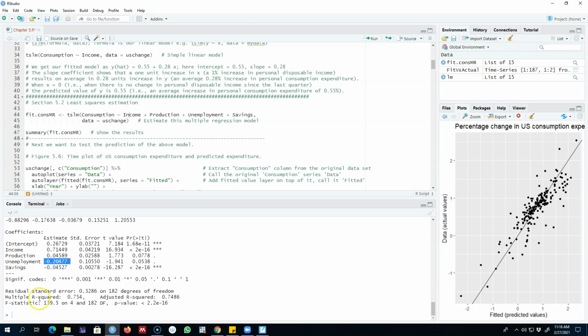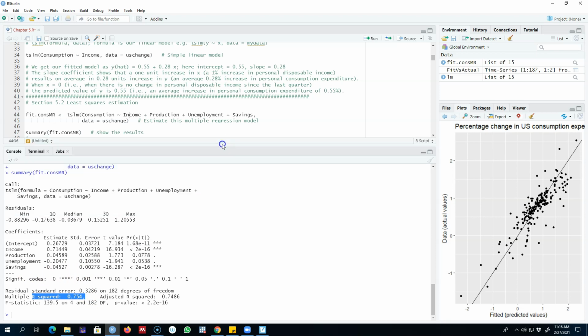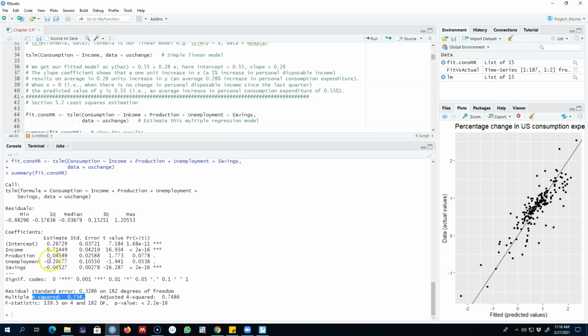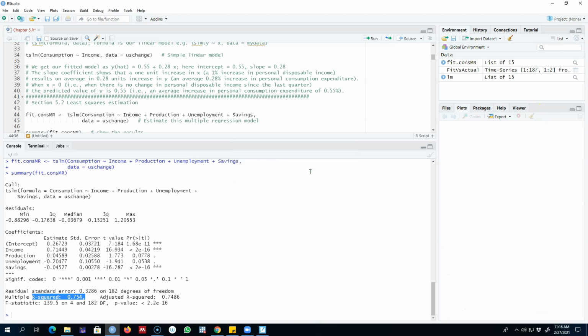Another interesting statistic here is R squared, which shows the variation in our dependent variable explained by all these four variables. All these four variables are explaining 75% of the variation in consumption, which means our R squared is pretty good and our model is fitting the data relatively well. So this is how you estimate a regression model in R, interpret the slope coefficients, and see how well your model is fitting the data by using the concept of R squared.